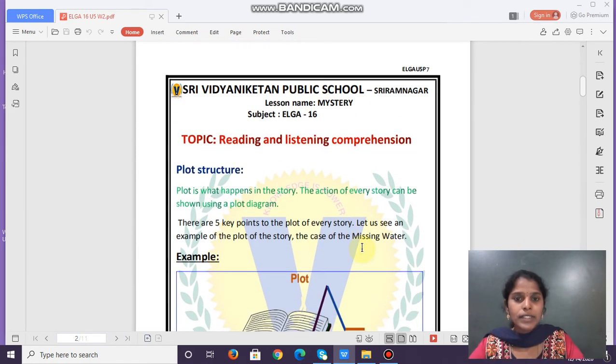In today's session, we are going to revise reading and listening comprehension components. In this component, we are going to revise plot structure. What is a plot? A plot is the main events of the story, arranged in order.